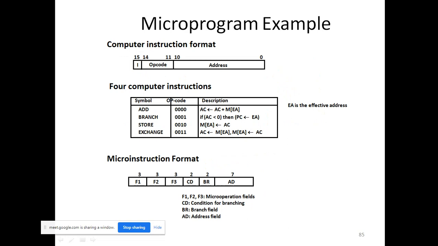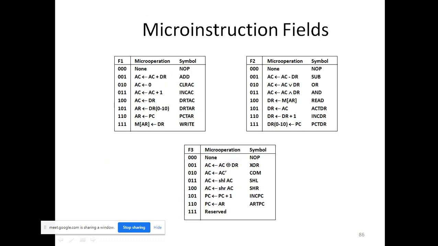So this micro instruction format consists of these three fields. The micro operation fields are of 3 bit size. F1 is 3 bit size, F2 also 3 bit size, F3 also 3 bit size, that means 000 to 111.